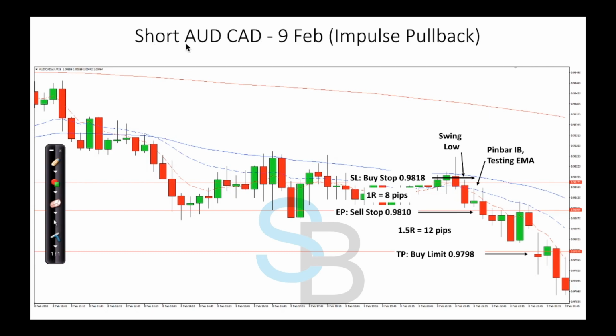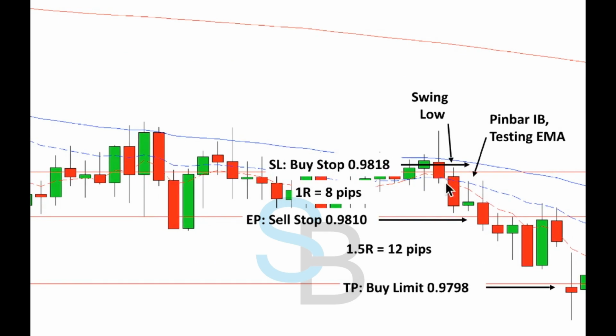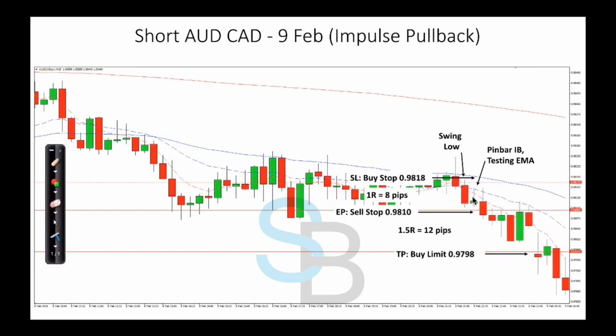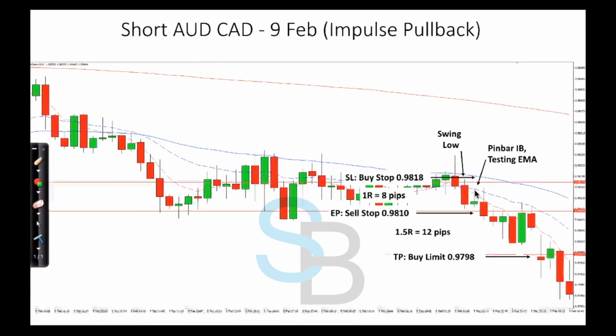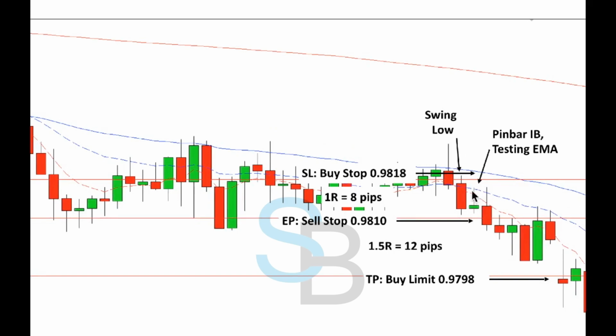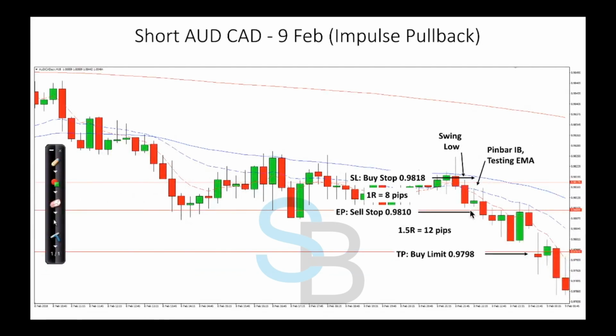Next trade, short Aussie CAD, 9 of February. You can see again 6 crossing below 18. That's a swing low candle. Right after the swing low, we've got an inside bar. Again, inside bar is testing the moving average. It's a pin bar, right? Small body, long upper shadow. So we place our entry price right below the candle, 9810. Stop loss right above the high, 8 pips away, 9818. Profit target at 9798. And again, very nicely, the next candle triggers our sell order and hits our profit target.